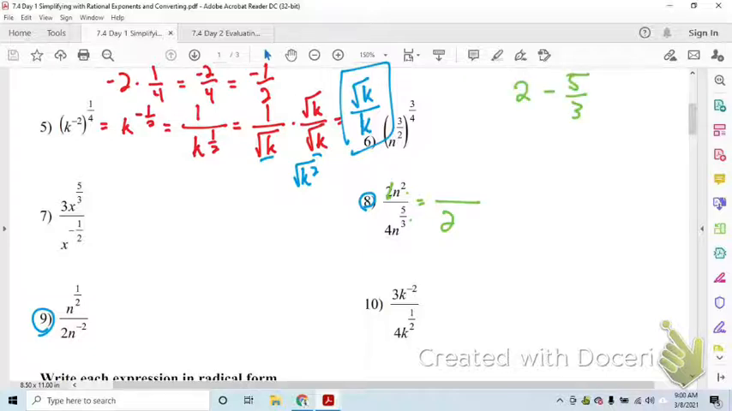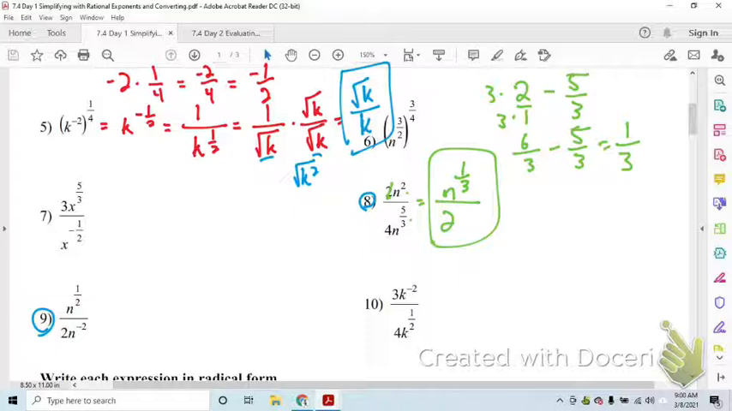Well, we can't do that. We have to get a common denominator. So I need to multiply this first fraction by 3 over 3, and I get 6/3 minus 5/3. What is 6 minus 5? That's 1. And 3 stays. So what we really have here is n to the 1/3 power over 2. Now, there's no fractional exponent in the denominator, so then we're done. All right, and that's all well and good.